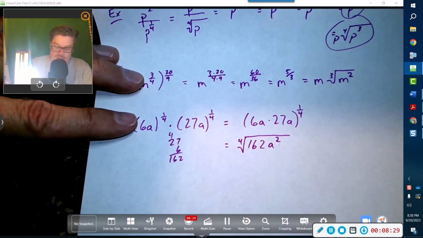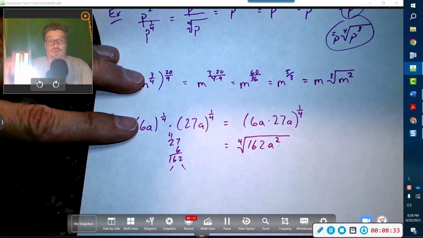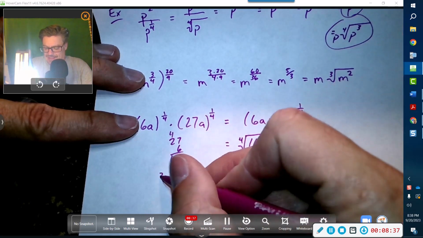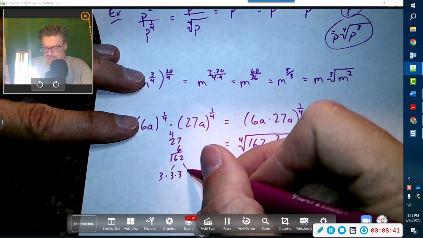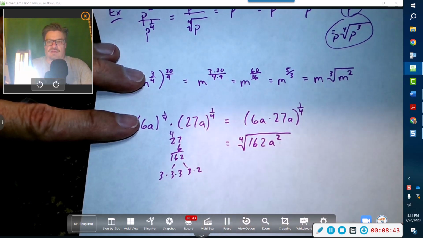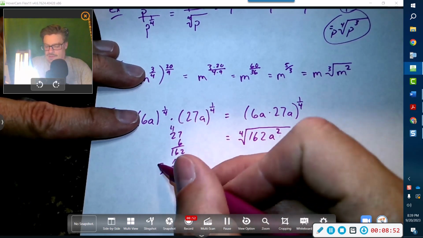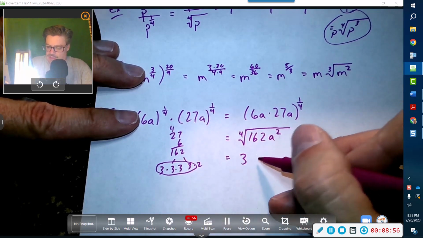Okay, so then we'll go ahead and break this guy up and look for groups of 4, quadruples. We already know that it's 27 times 6, so I know that it's 3 times 3 times 3. That's 27, and then 6 would be those guys. So here's the 27 times 6. So you can see there's a quadruple of 3's there. So we'll take the 3 out, and we got a 2 left over.